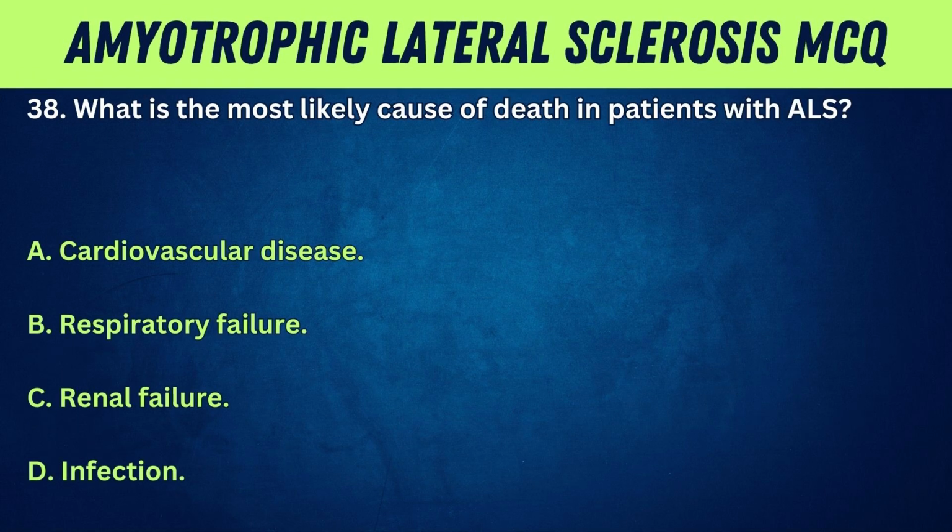38. What is the most likely cause of death in patients with ALS? A. Cardiovascular disease. B. Respiratory failure. C. Renal failure. D. Infection.